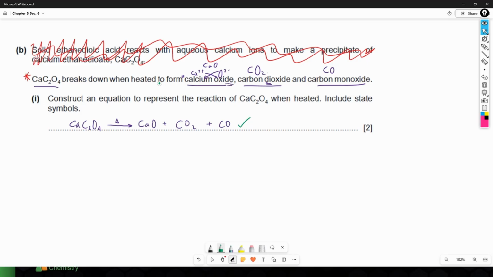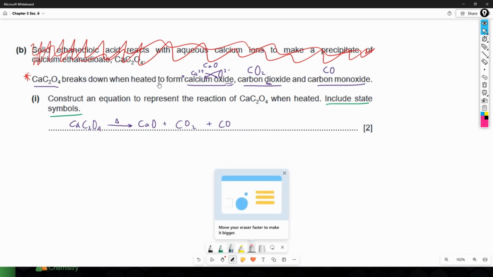Now I do need to include one more thing. This has to include state symbols. Remember, state symbols means state of matter symbols. So we need to figure out what the state of matter is for these things. For some of these, it's going to take some thinking. For others, it should just be something that you know in the back of your head.